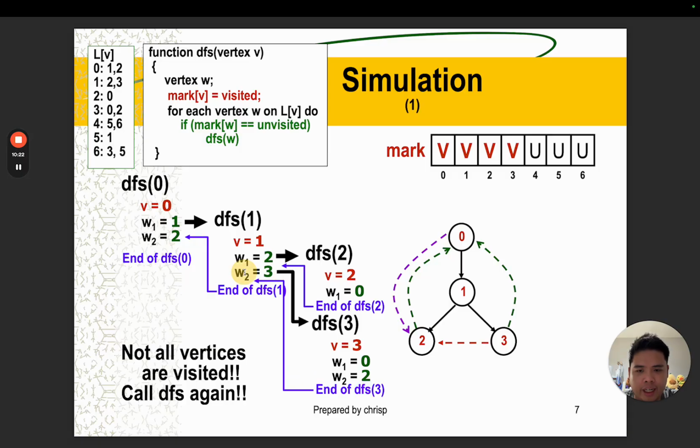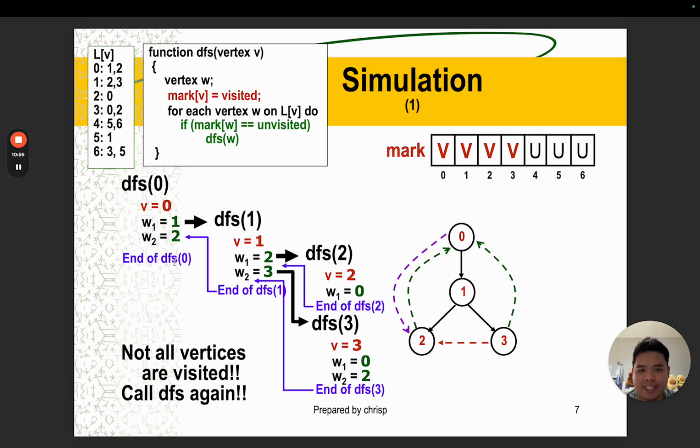So I'm going back here. I'm done with adjacent vertices 2 and 3. Are there still more vertices to visit? No more. So DFS 1 ends. I'm going back here. I started with DFS 1 and I'm done with DFS 1. So I'm going here, W2. I'm checking 2. Is mark at index 2 already visited? Yes, it is. So my DFS ends.